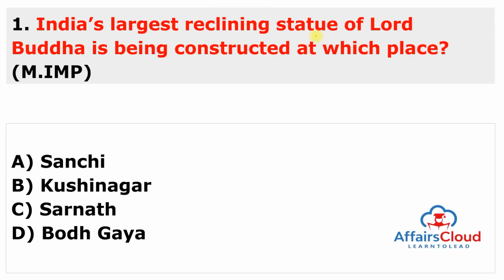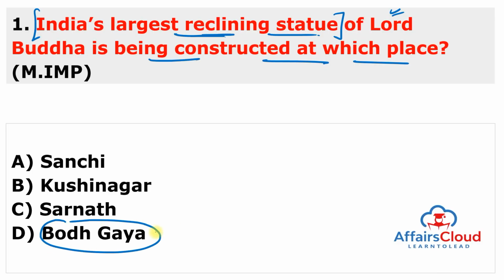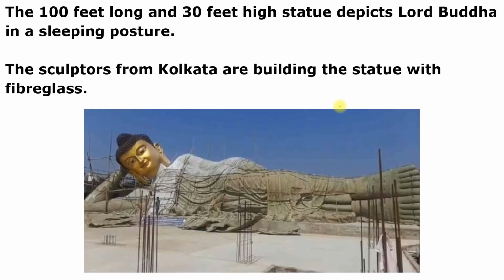Here is the first question. India's largest reclining statue of Lord Buddha is being constructed at which place? The most important keyword here is India's largest reclining statue, and this belongs to Lord Buddha, and it is Bihar's Bodh Gaya. So the examiner can also ask the state. The state is Bihar and the exact place is Bodh Gaya. So Bihar's Bodh Gaya will get India's largest Buddha statue in this sleeping posture.